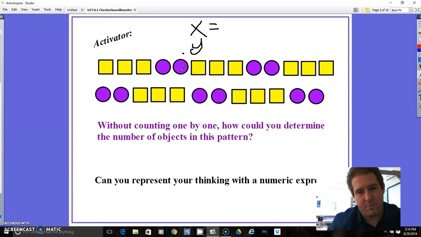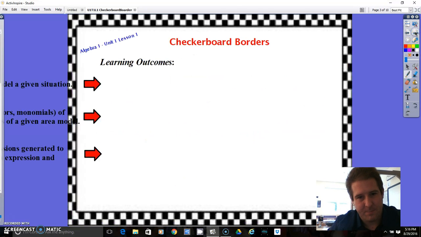Then all I'd have to do to write an expression is write how many sets there are of each. So that'd be 1, 2, 3, 4, 5. 5x plus 5y would be my expression. Now, that's not the only way you could do it. You could also write let x equal anything you want. So there are multiple ways of writing let statements.